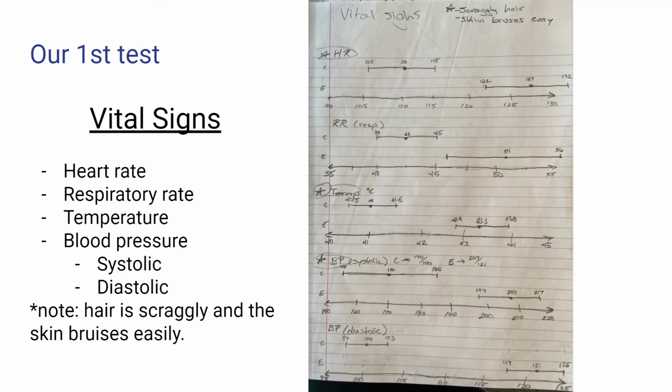The mean blood pressure of the controlled rats was 170/100, while the mean blood pressure of the experimental rats was 207/121. It was also observed that the experimental rats had scraggly hair and their skin bruised easily.